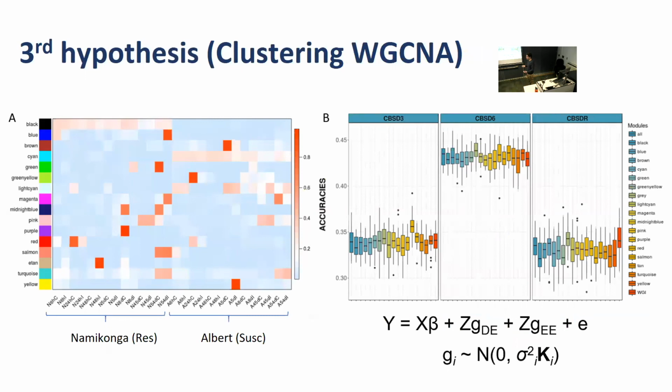And let's focus on this part of the slide. The colors are a little off, but it's fine. To have a better idea of what weighted gene co-expression network analysis is doing, it's just clustering genes that have a similar expression pattern. If you go to the black module here, and you'll have to believe me because the colors are off, this black module has genes that are expressed only in the Namikonga genotype. And then we have another cyan module that is mostly expressed in Albert.